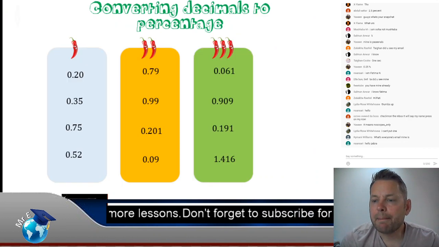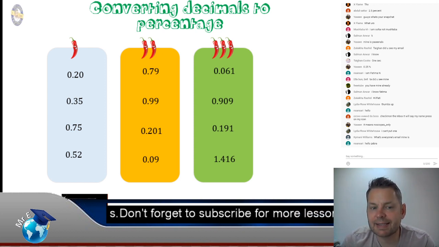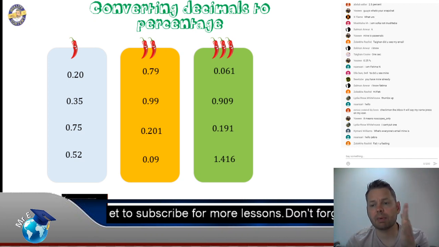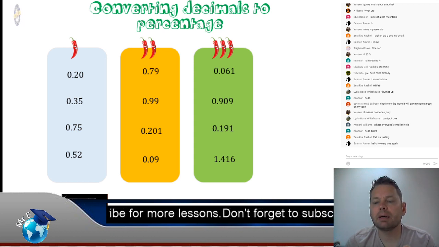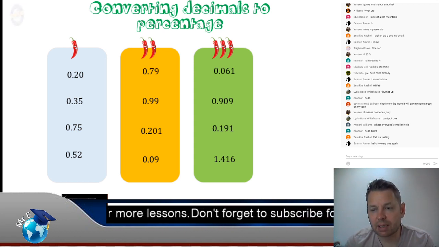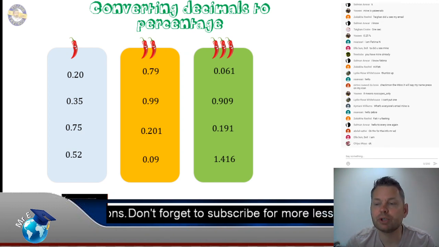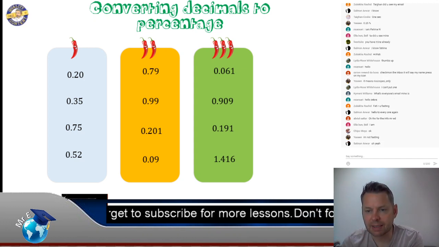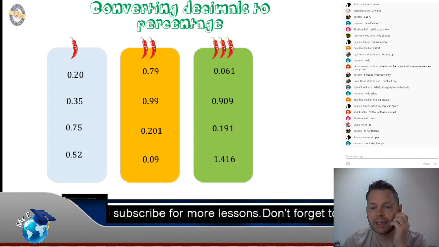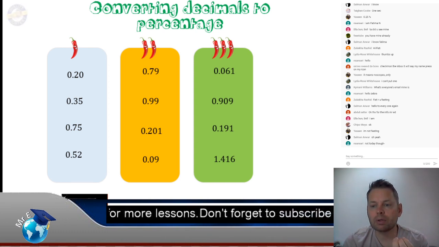Right, today's been quite a meaty lesson. So we encourage you to come back and have another look at this if you're not quite sure, okay? Because we're going to add to this tomorrow with more decimals and fractions to percentages, to ensure that by the end of this week you are much, much better at being able to convert a fraction to a decimal to a percentage.